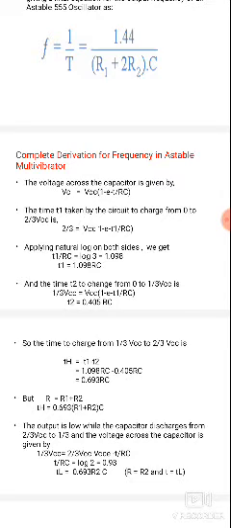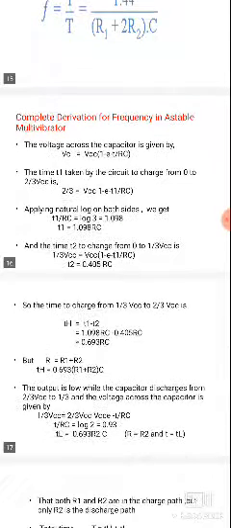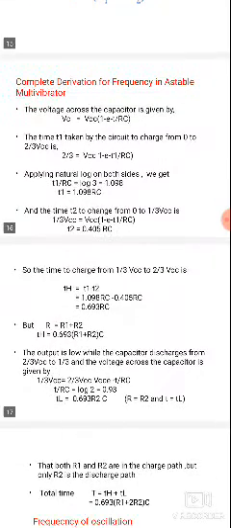In charging time, the capacitor charges through R1 and R2, and in discharging time, the capacitor discharges through the R2 resistance only. The time constant of charging time is R1 plus R2 into C. The discharging time constant is R2 into C. This is the complete derivation of frequency for an astable multivibrator. It is optional; the complete derivation is in equations.